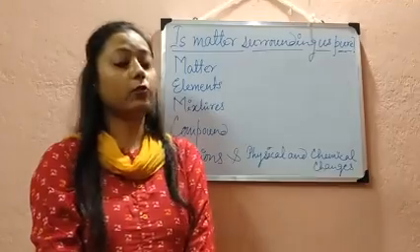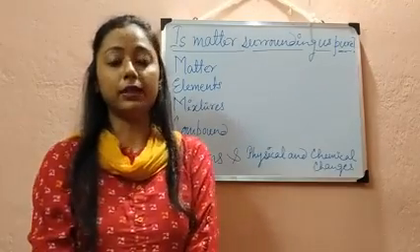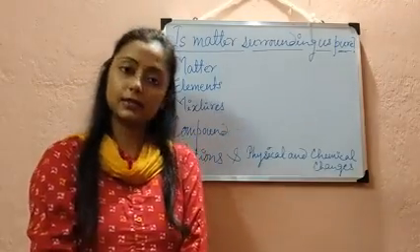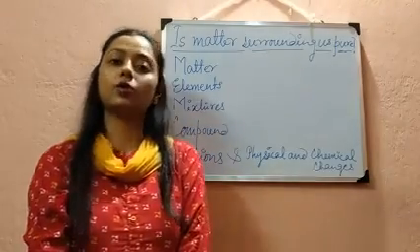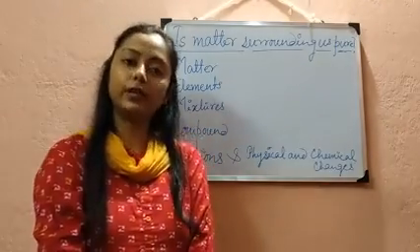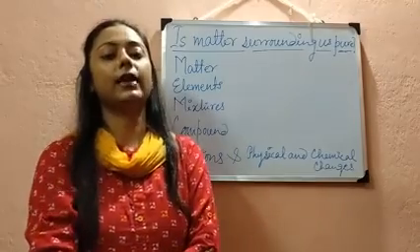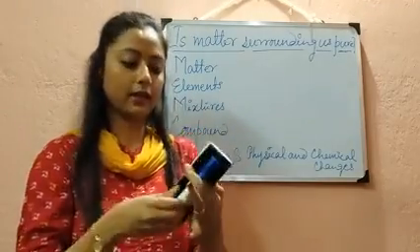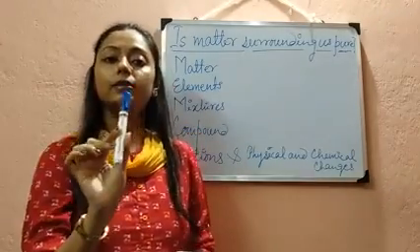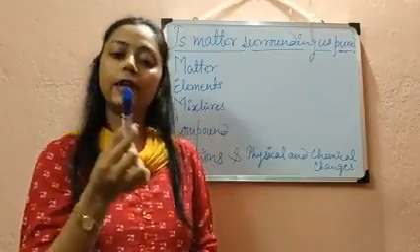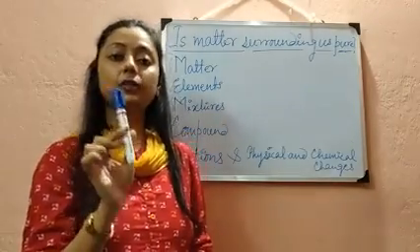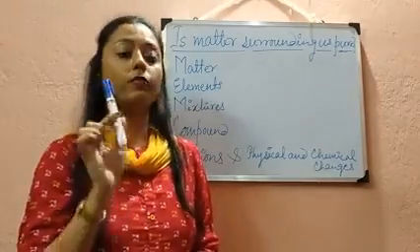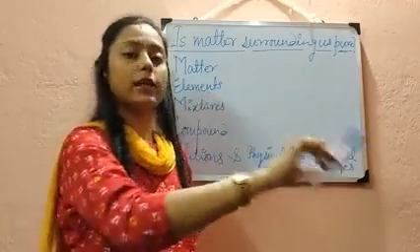What are called matters? Something which has mass and occupies some space. It can be of solid state, liquid state, or gaseous state. Just like this pen. This pen is a solid in state and we can call it a matter because it has some mass and it occupies some space when I put it on a table.